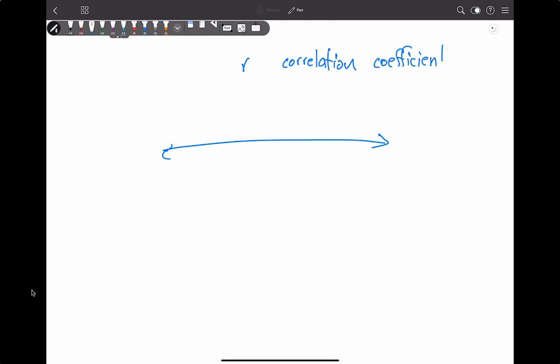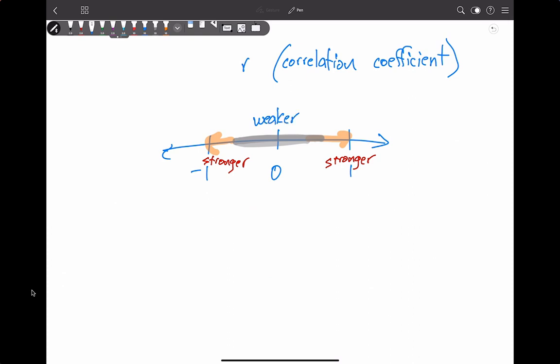The stronger it is, here's 1, here's -1, and here's 0. So the closer it is to 1 or to -1, the stronger it is, okay? But as you get closer and closer to 0, anything around here in gray, it's going to be weaker. So you don't want to follow that model because its data is weaker. It's not as dependable or reliable or predictable that we can use that as a model. Okay, so we want to get closer to 1 or -1.